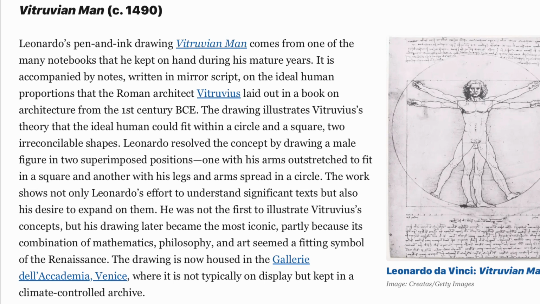He was not the first to illustrate Vitruvius's concepts, but his drawing later became the most iconic, partly because its combination of mathematics, philosophy, and art seemed a fitting symbol of the Renaissance. The drawing is now housed in the Gallerie dell'Accademia in Venice, where it is not typically on display but kept in a climate-controlled archive.